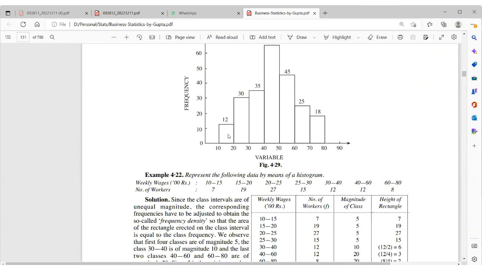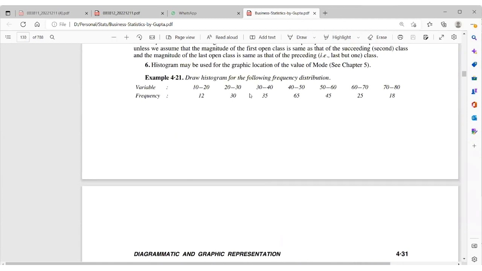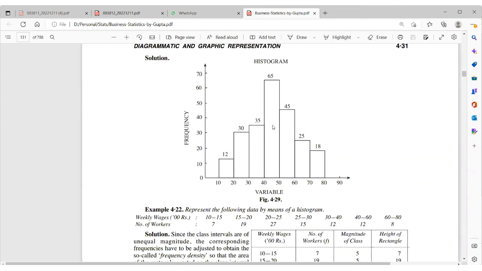In the histogram, all the rectangles are closely packed, right? But in the bar diagrams, all the rectangles are separate. In this, we make them adjoining, connecting to each other. In the similar way, the next one, 30 to 40 is 35, again we make this, and so on. This is called a histogram. Is that clear, beta? Yes, sir.